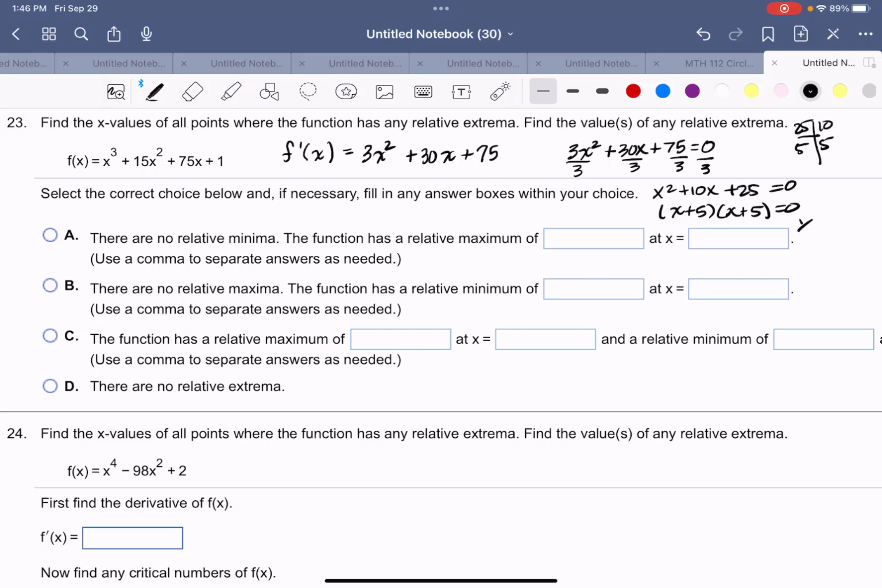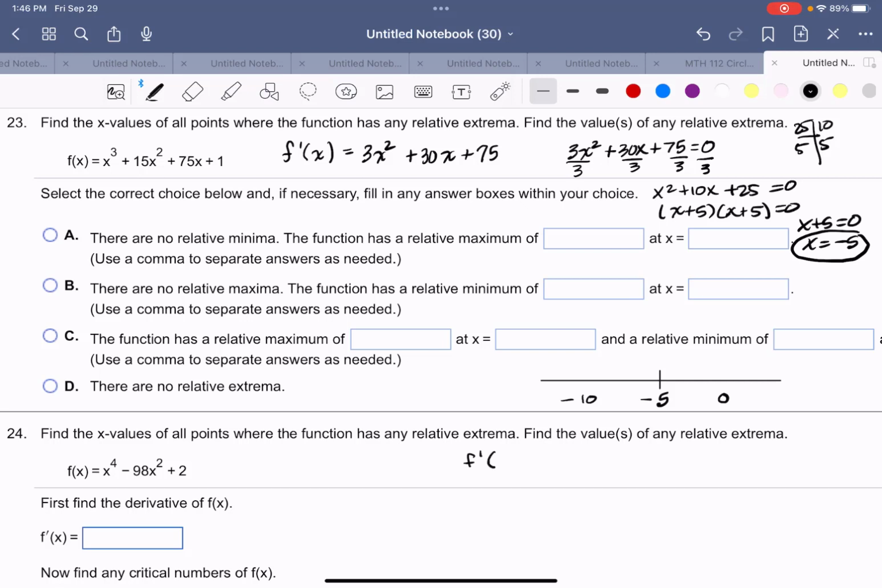If we set those equal to 0, we'll get the same thing. We get x is negative 5. So we only have one critical number this time. We'll take our critical number, we'll put it on our number line, we'll check a point to its left, minus 10, and a value to its right, like 0, and we'll check it in f prime of x.